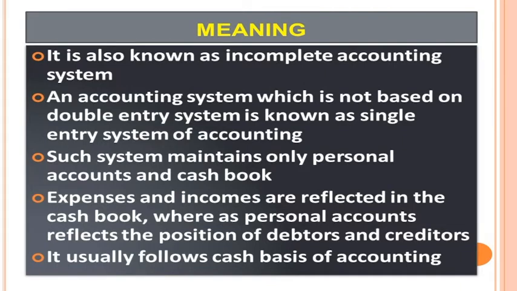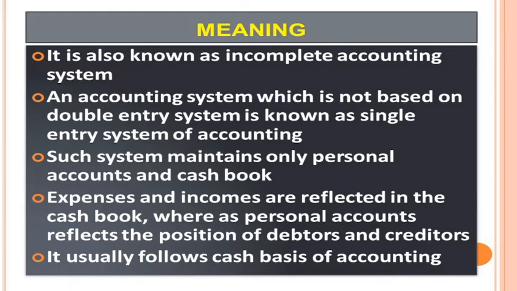So the meaning of single entry is incomplete accounting system. Double entry is a debit and corresponding credit is there. That's why it is a complete accounting system. Under single entry, there is no double entry method of accounting. So just receipts and payments are recorded, and the remaining will be whether they maintain or not maintain. That is according to their wish and will. If it is required, they will maintain. If not, they don't maintain.